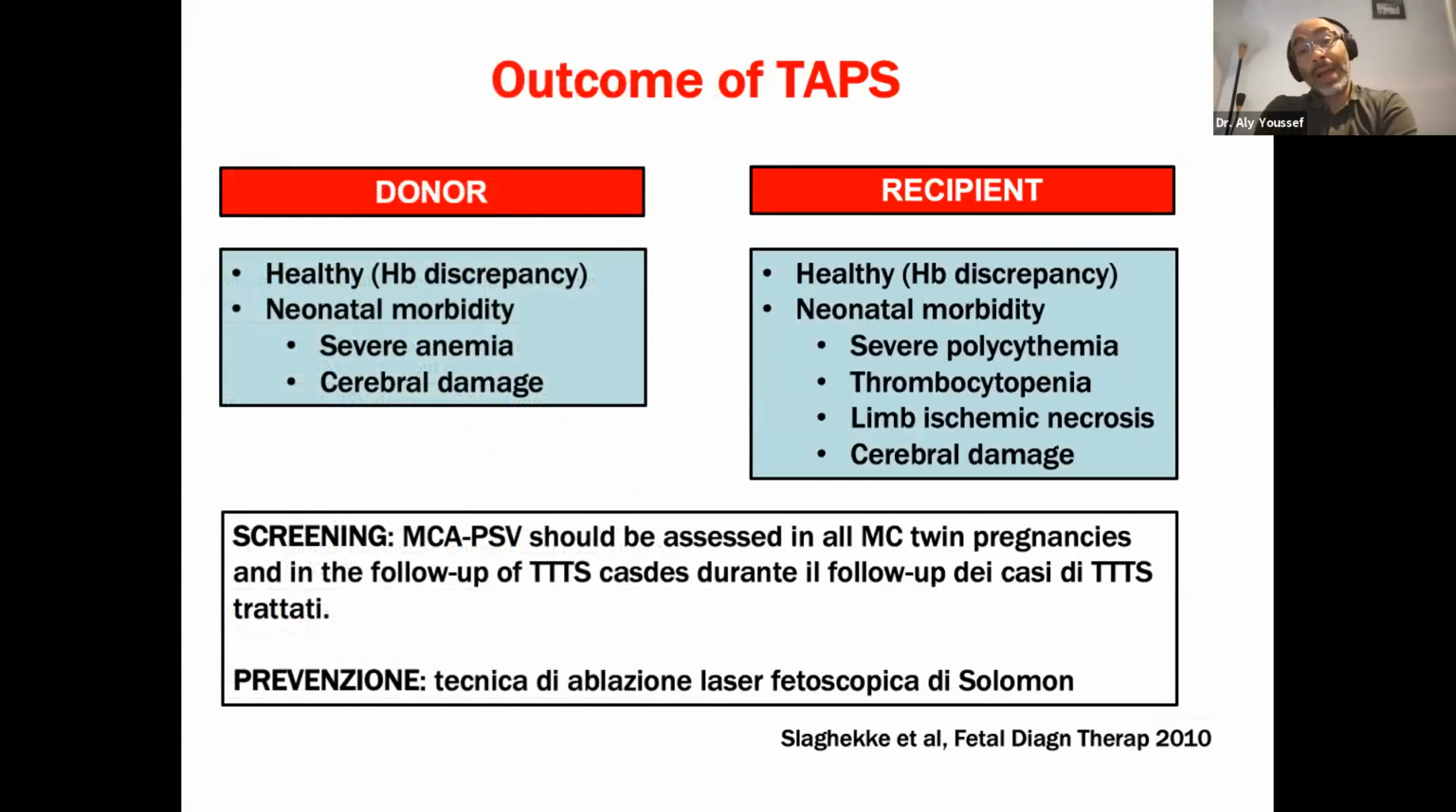What is the outcome of TAPS? In many cases, if they are delivered surviving, they have a good outcome. Often the donor has a severe anemia and needs blood transfusion, and sometimes is so anemic that the baby can develop cerebral damage, whereas in the recipient many cases go without specific severe complications. Although severe polycythemia, thrombocytopenia, limb ischemic necrosis in some cases, and cerebral damage may happen.